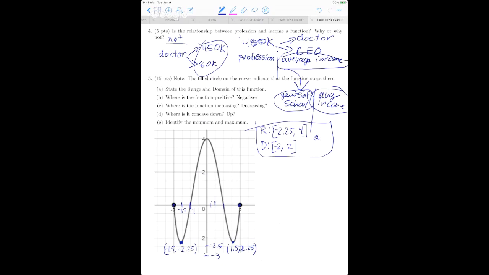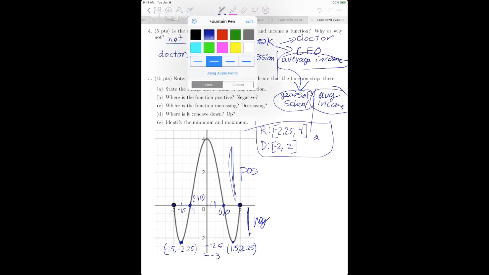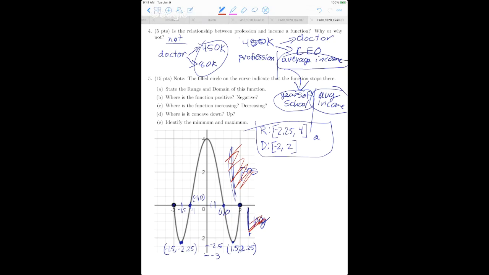All right, where is it positive and where is it negative? Well, my favorite answer for this that doesn't get any credit is, hey, look, positive, negative. For what x values is the function positive is the question here. So it looks like these points are (-1, 0) and (1, 0). So this is not a way to get good credit here.